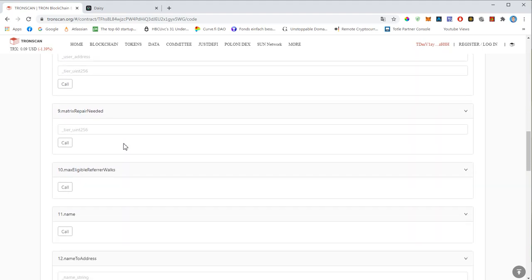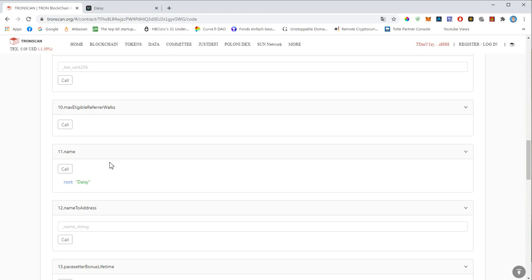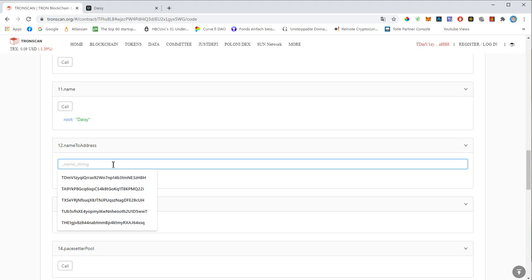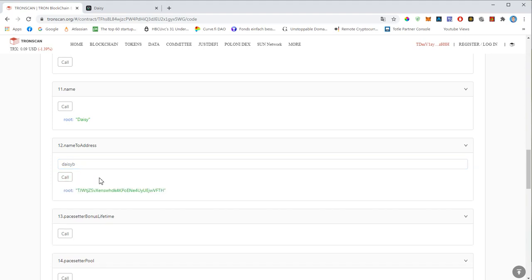Okay, so there are a couple of things that you can do right here. It shows you the name of the smart contract. It's called Daisy. So if you guys have a username, you can easily find out the Tron address that belongs to that name, right? Many times you will find people claiming, "Oh, I'm in your team."